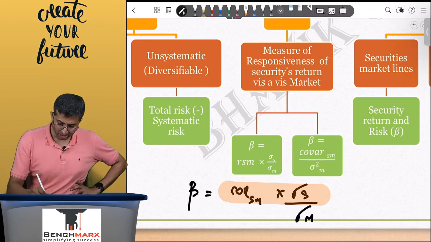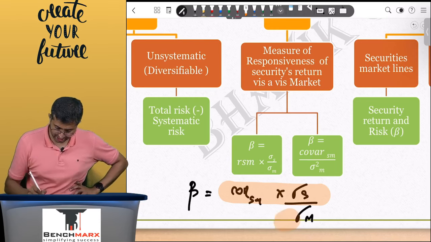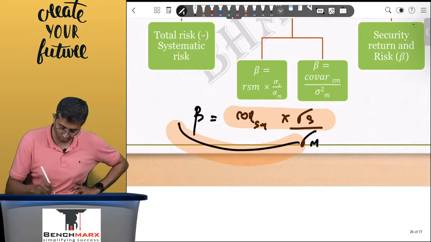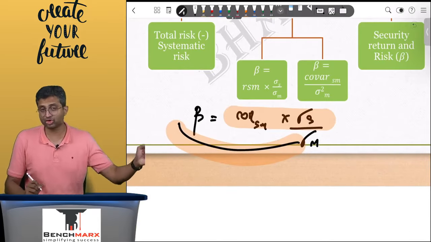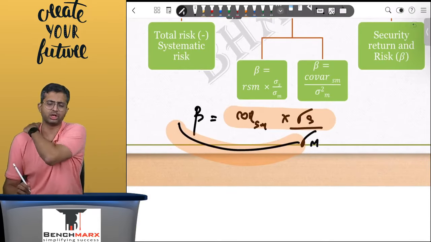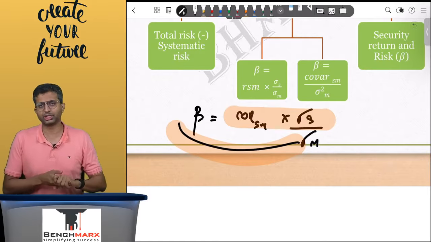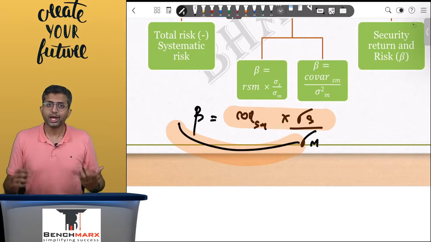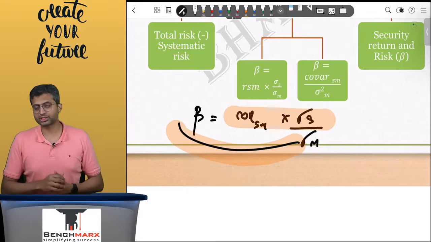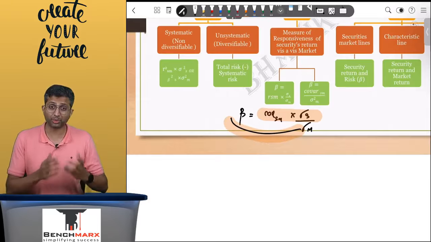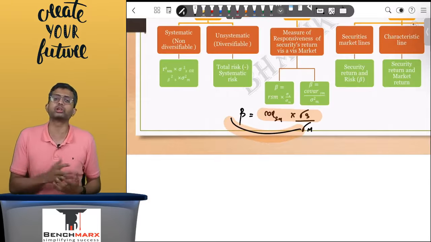Alternatively, I can also take this standard deviation of M on the other side, and hence mention that your systematic risk can also be equal to standard deviation of M into beta, or it can be correlation of the security with the market into the standard deviation of the security. However, in a lot of questions, you will be asked to calculate systematic risk as well as unsystematic risk. Now, the problem is unsystematic risk cannot be calculated through a formula.